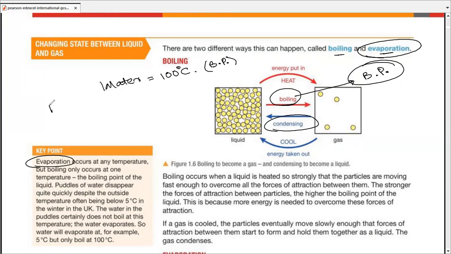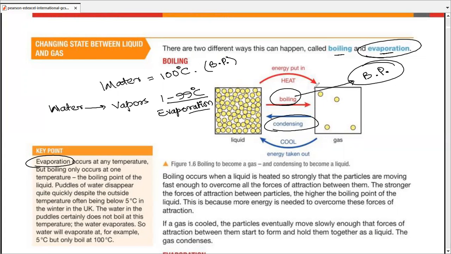Okay, so if water is converted into vapors at any temperature between 1 to 99 degrees centigrade, it would be evaporation. All right, but only if it occurs at 100 degrees centigrade, it's boiling. Means boiling occurs at a very specific temperature.